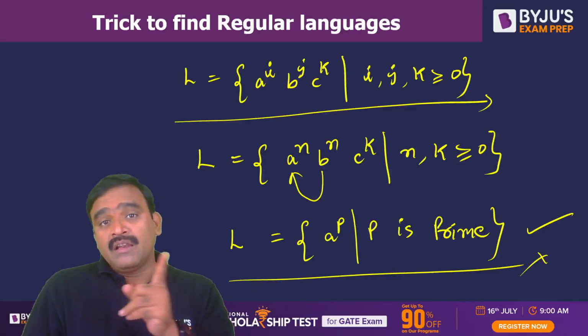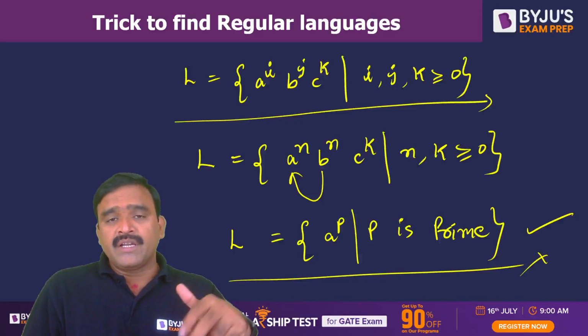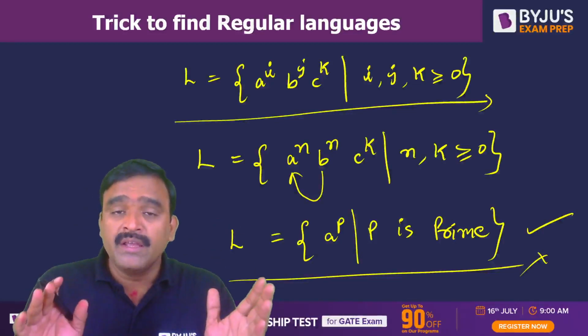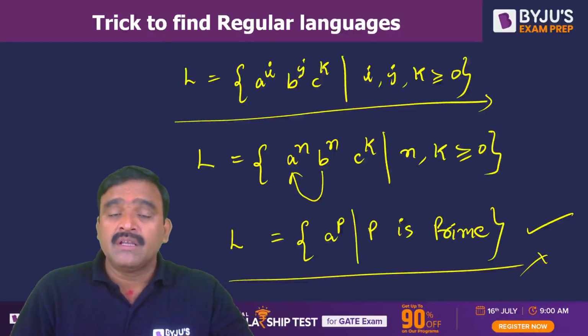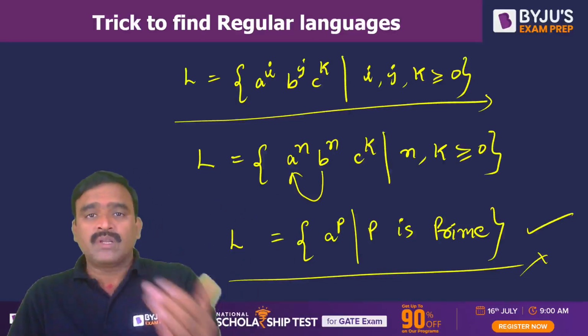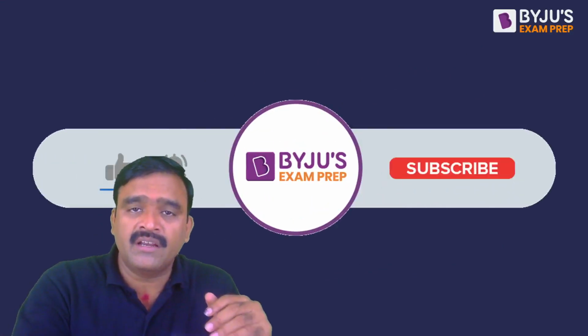It doesn't mean that all infinite languages are non-regular. There can be some infinite languages which are regular. They can be recognized by finite automata only when there is no dependency and no computation in the infinite language, because finite automata cannot compute things and cannot have memory to remember the symbols when dependency is there. So that's all about this trick to identify regular languages.